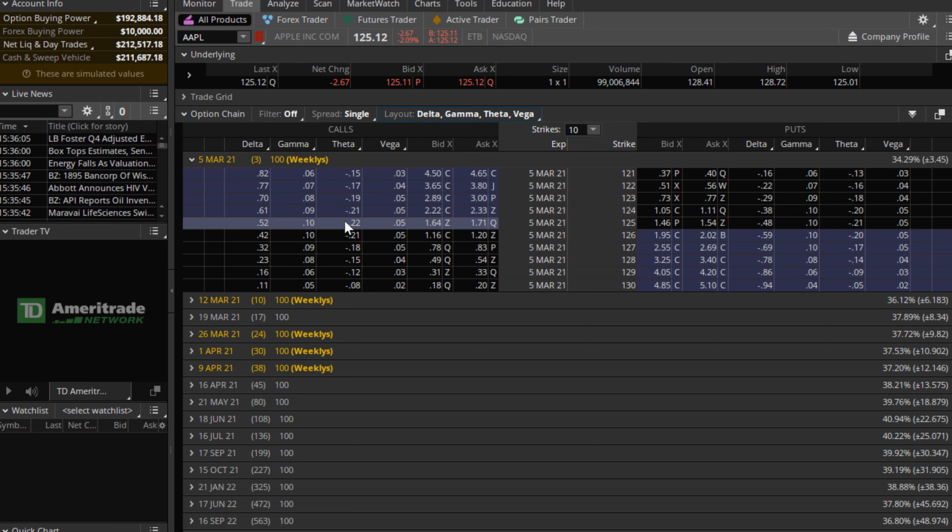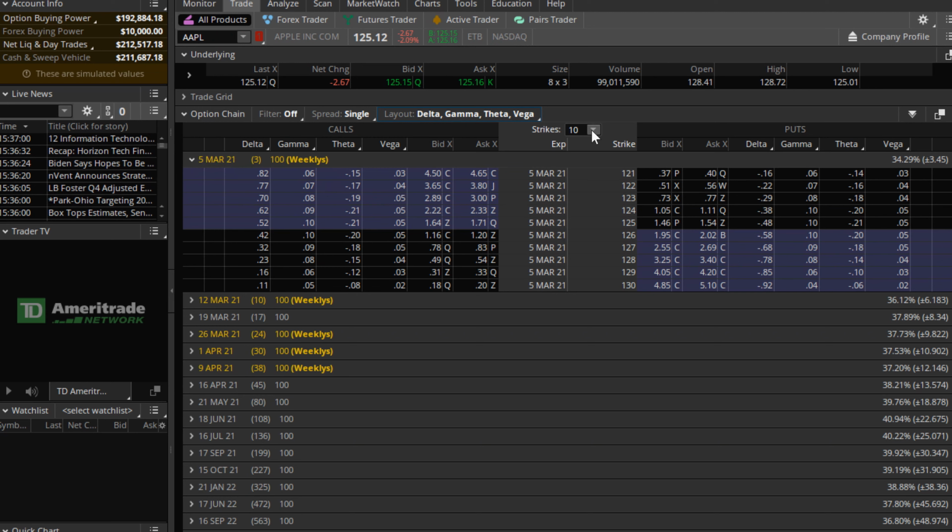And as you can see here, theta, vega, and gamma all have the highest value at the money. There's lower value further in the money and lower value out of the money. The same situation is over here with your delta, gamma, theta, and vega on the put side as well. But what we have here is all your puts and all your calls on this weekly expiration of Apple.